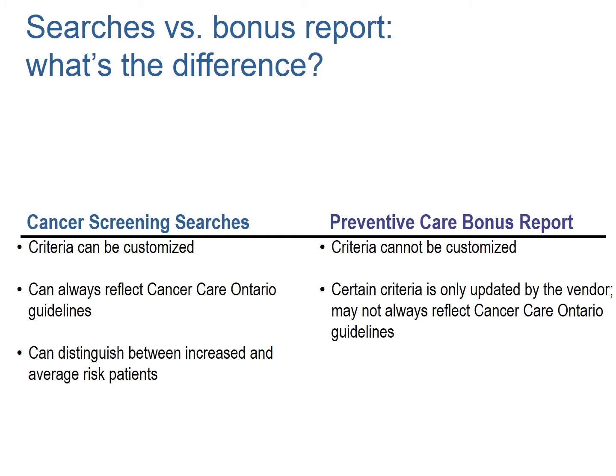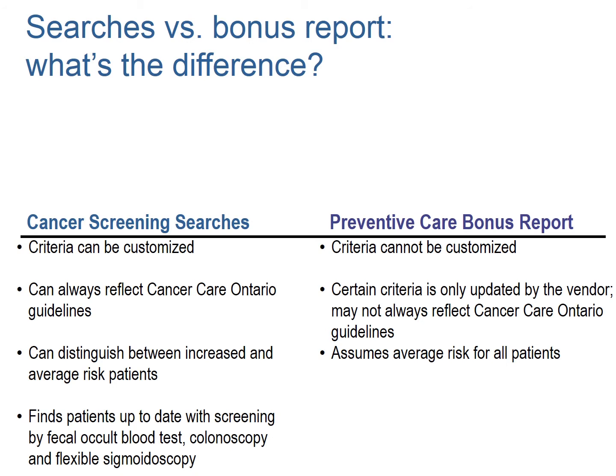Cancer screening searches can also differentiate between average risk and high-risk patients. You can do this by adding criteria that identifies patients at higher risk. This is helpful because patients at high risk may need to be screened differently or more frequently. The Preventive Care Bonus Report assumes all patients are at average risk.